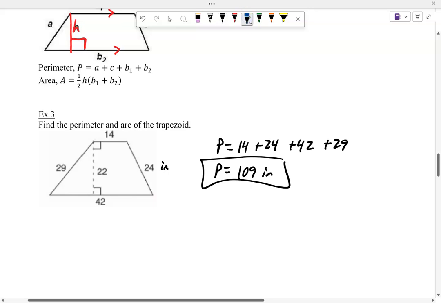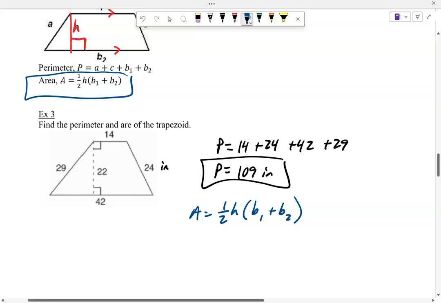Now our area formula for a trapezoid is right there. It's a half times the height times the quantity of the sum of base 1 plus base 2. Base 1 and base 2 are our parallel side lengths. So here is my base 1, the ones that are parallel, and base 2. And my height, you can see it, they give it to us right there. That's our H, 22. There's our altitude, right? It makes that 90-degree angle.